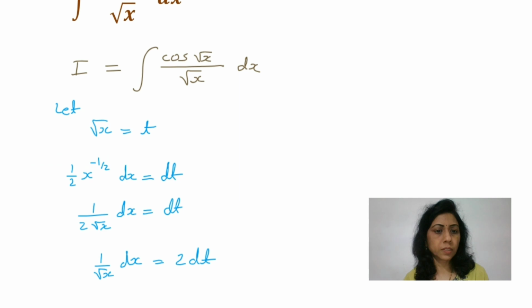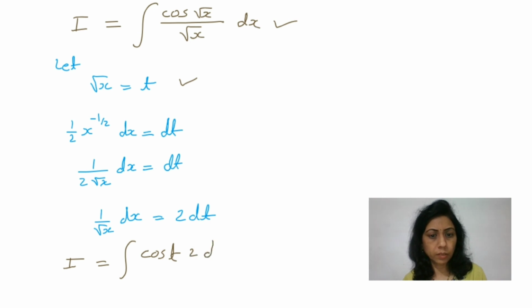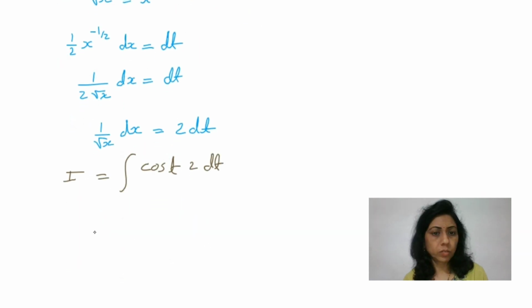These values we can substitute in this equation. So integration cos square root x is t, and 1 upon square root x dx is 2 dt. So 2 dt. The 2 comes outside: 2 integration cos t dt, and now we can easily integrate.